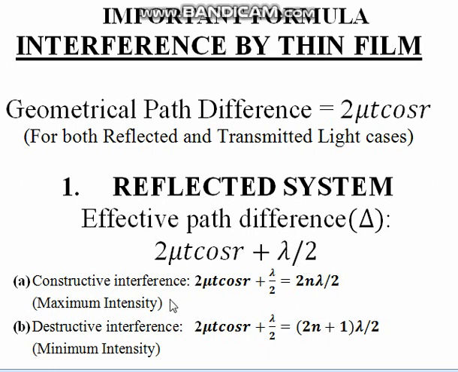So now there are two cases again, one for maximum intensity, or constructive interference, and one for minimum. The maximum intensity is obtained when the path difference is equal to an even multiple of lambda by 2, and the minimum intensity, or the dark band, is obtained at those points which satisfy this condition: the path difference is an odd multiple of lambda by 2. So these two are the formulas for the reflected case.